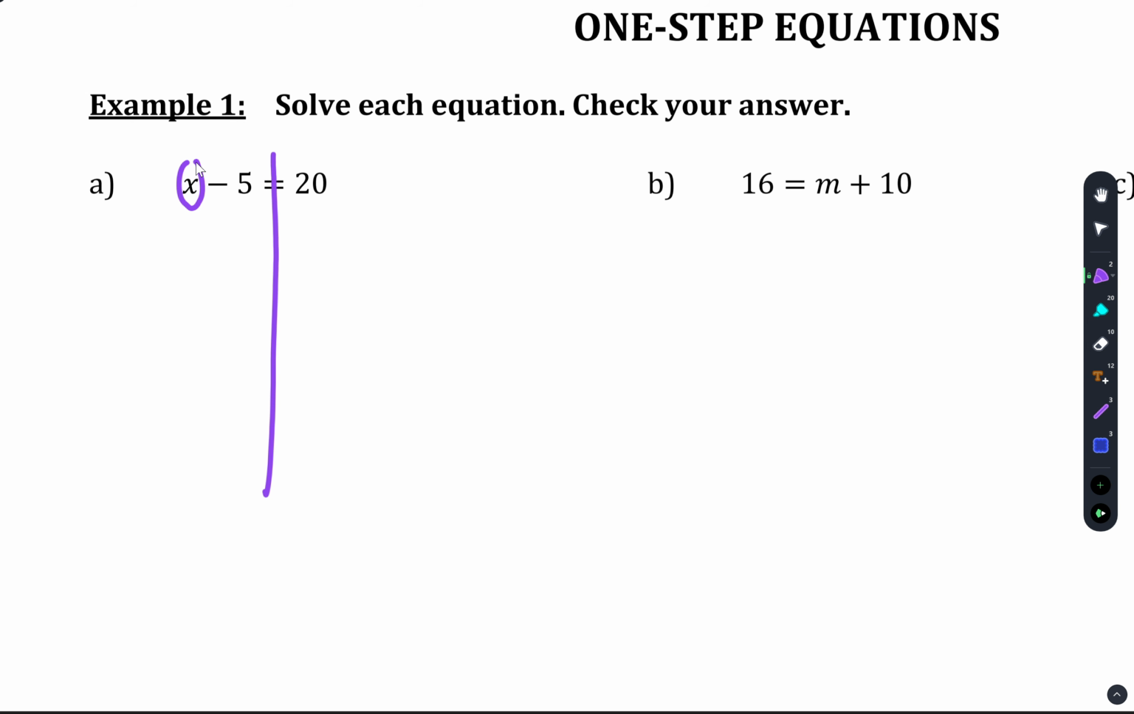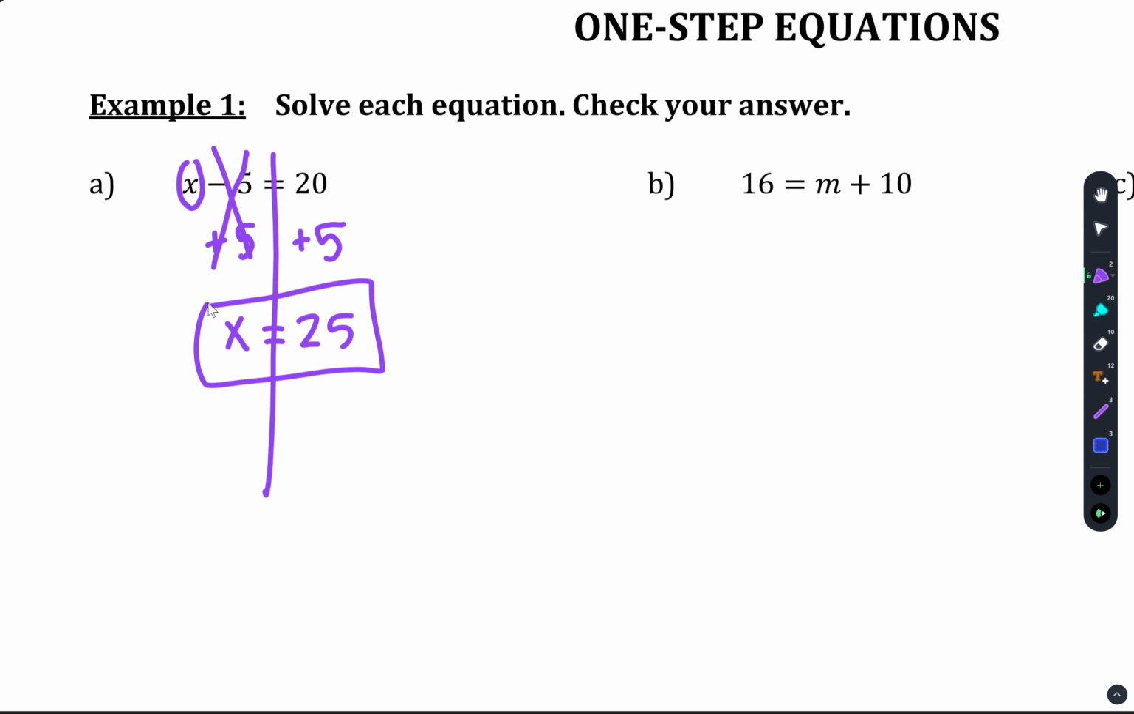So if I have a minus 5, what's the opposite of subtraction? Yeah, so I'm going to add 5. Again, what I do to one side, I'm also doing to the other side. So make sure you don't forget that. Well, minus 5 and plus 5 cancels out. All I'm left with is x, and then 20 plus 5 gives me 25. So that should be my answer. If you want, you can double check by plugging it back in. So 25 minus 5 equals 20. That sounds about right to me.